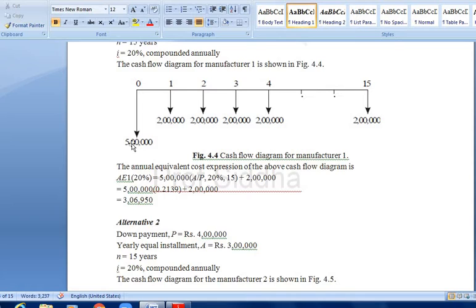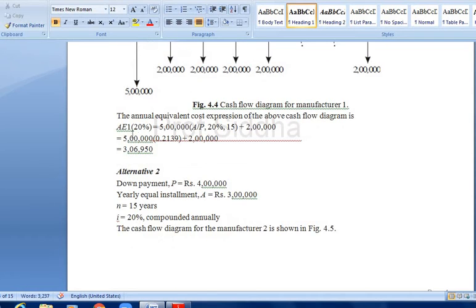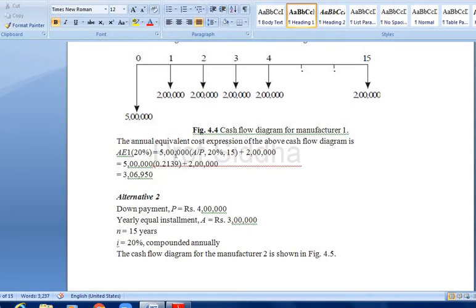Finally, we need to know the total equivalent, that means the annual equal worth of this cash flow diagram. So for alternative 1 with 20%, 5 lakh is P. To find A given P, with interest rate i of 20% and 15 installments, meaning 15 years, and 2 lakh is the annual installment. Let us convert everything into annual installment. So 5 lakh, and this multiplying factor is 0.2139.